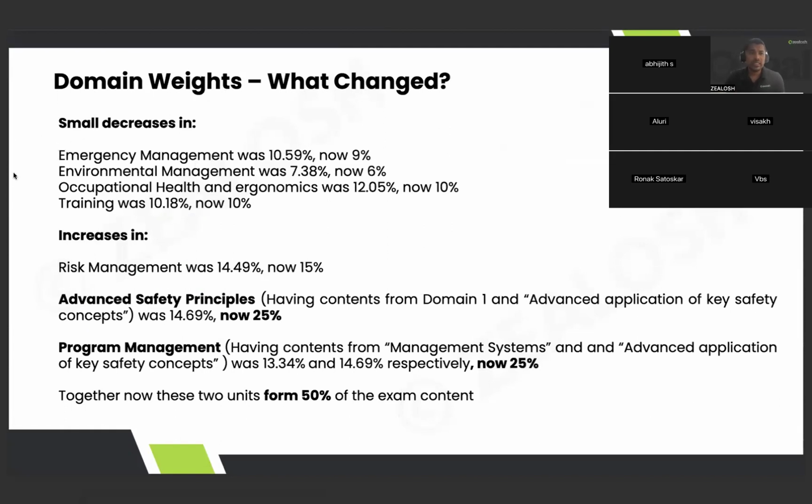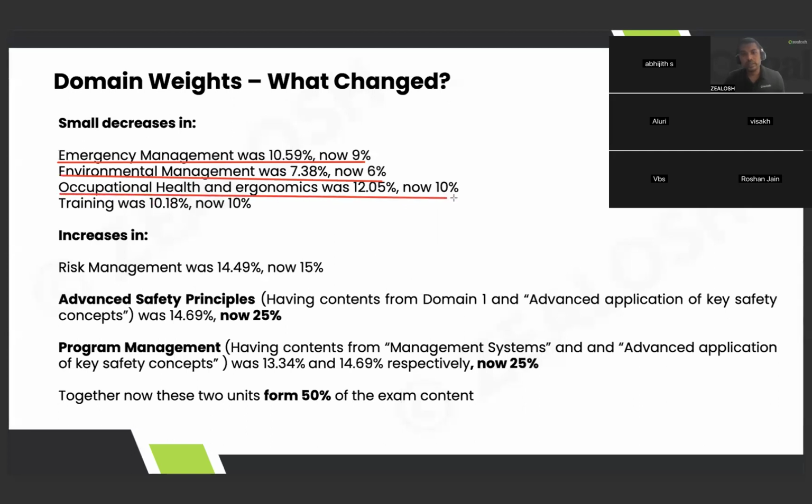A small decrease you can see in emergency management, domain number 5. Previously it was 10.59, now it is 9%. This is a small dip, around 1.5% decrease. 1% itself is 2 questions, so 1.5% means 3 questions will be reduced from emergency management. Environmental management was 7.38, a similar case, now reduced to 6%. 15 questions were coming, now we can expect 12 questions.